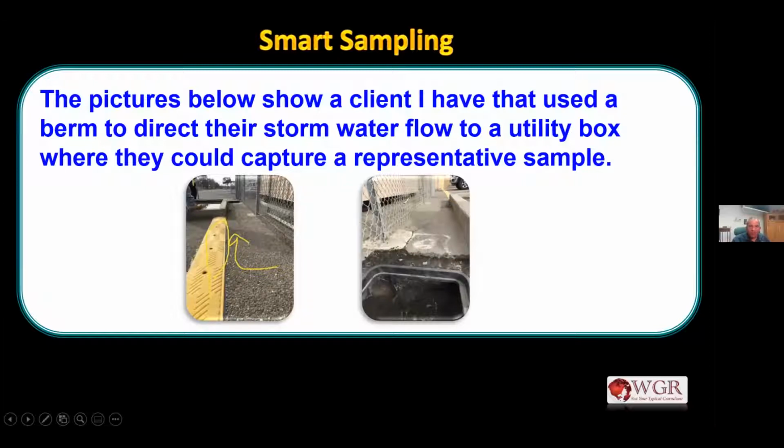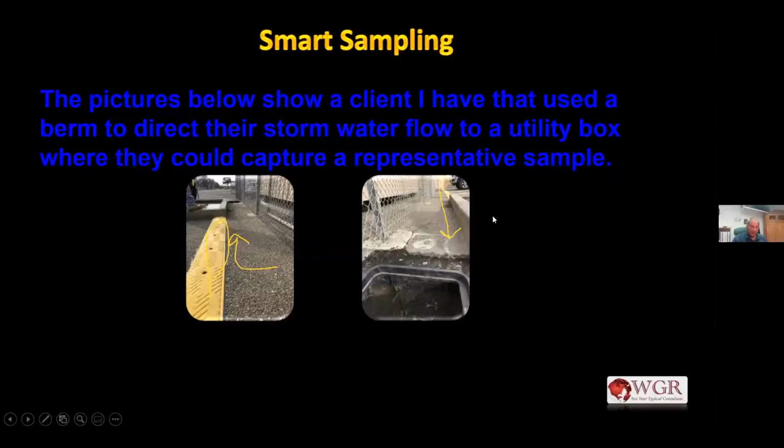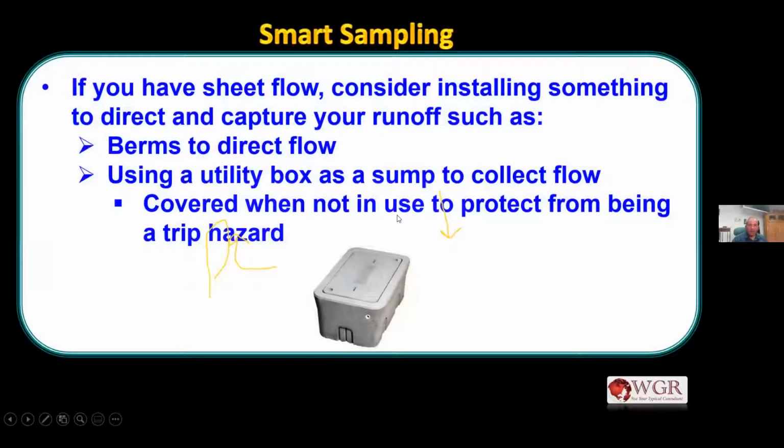And from this berm here, as you can see over here, the water came this way, flows into the box. The box, you don't want to grab samples from that. What you want to do is grab samples from the water as it drops into it. So they would have water flowing this way, flow into the box. They'd put their bottles here and collect the water as it poured into the box. And the good thing about the utility box is you can cover what's not being used, so it doesn't become a trip hazard. Okay.